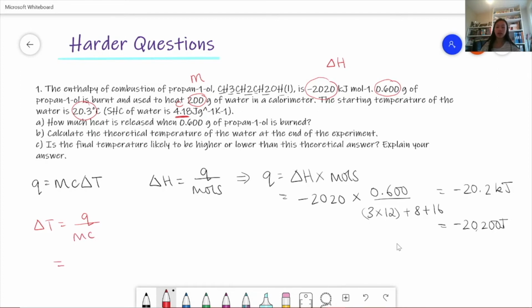So we have the Q. It doesn't really matter now to include the negative because that's just telling us that heat was lost to heat up the surroundings. So we can ignore that. So we get the 20,200. And then you divide by, this is now the mass of the water, so 200. And then you times it by 4.18 because that's the specific heat capacity of water. And then you get 24.1 degrees Celsius. So this is the change in temperature because that's what delta T means.